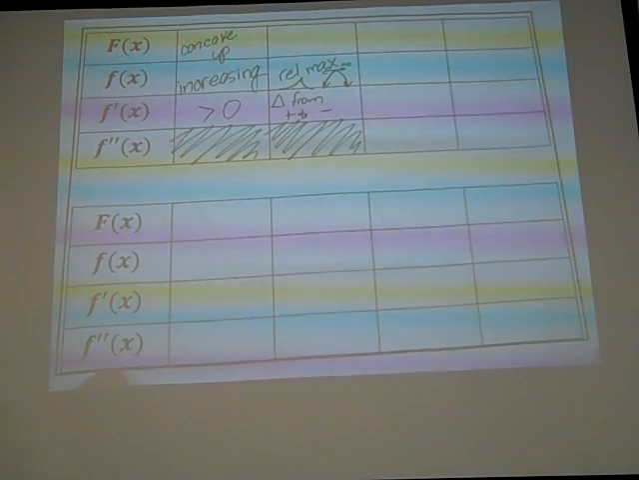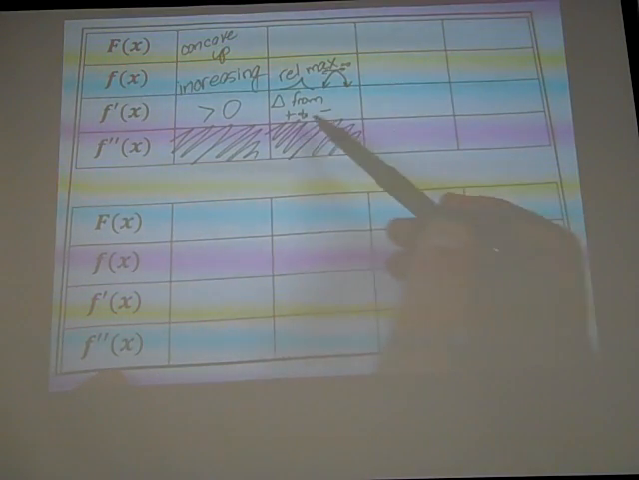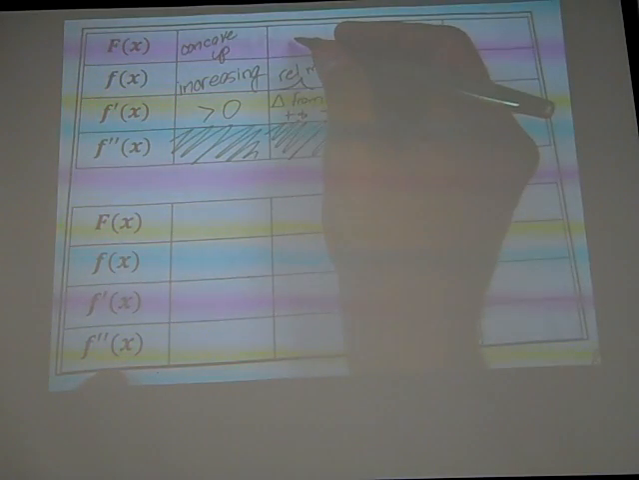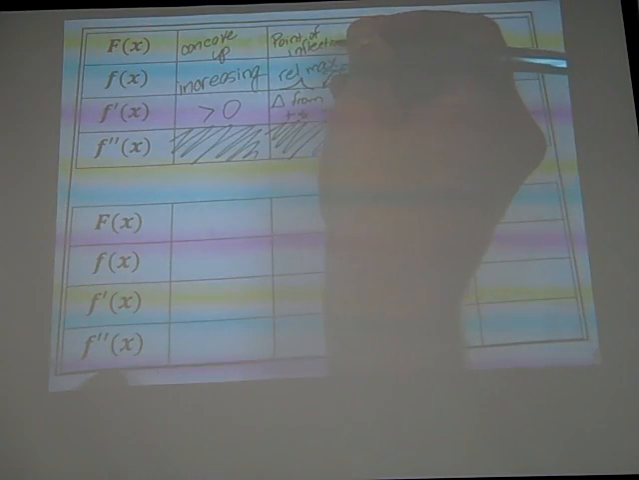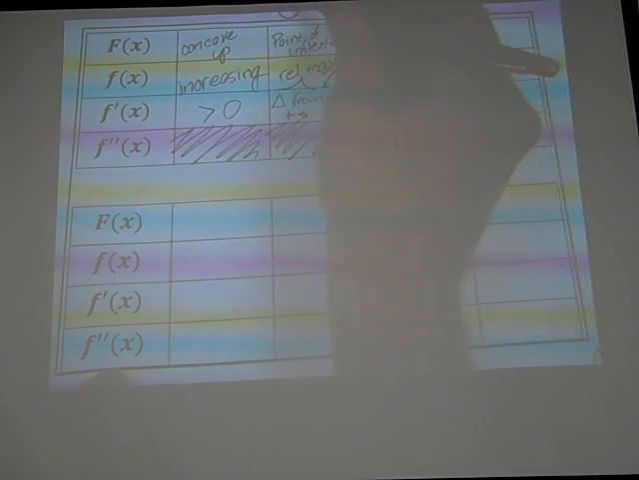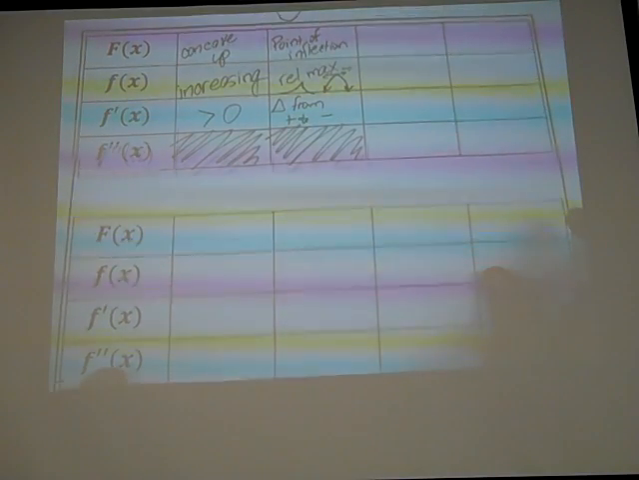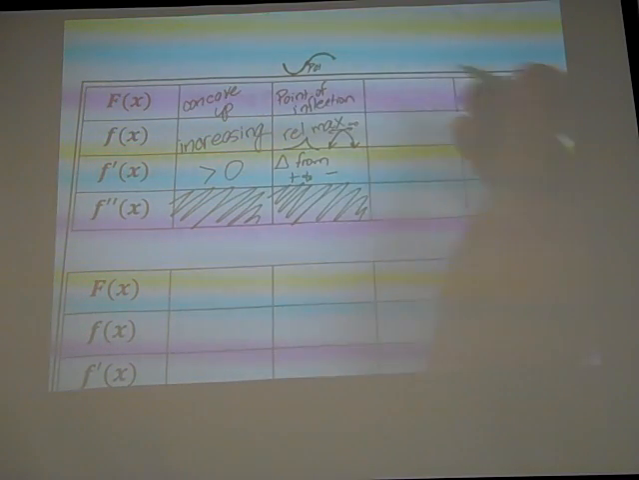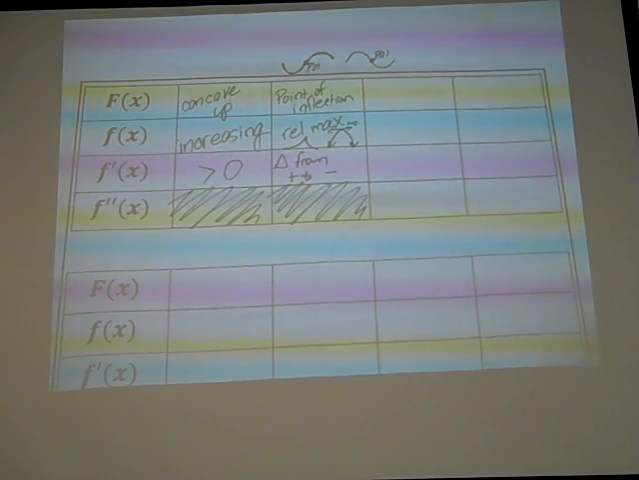Unfortunately, that doesn't tell us anything about the second derivative. But if this is changing from positive to negative, then the antiderivative, the big guy up here, has what we call a point of inflection. It's going to change from being concave up to concave down. Unfortunately, it's a little off the screen. This is concave up. That's concave down. That's my point of inflection. Or the function is going to change from being concave down to concave up. Again, that's a point of inflection.